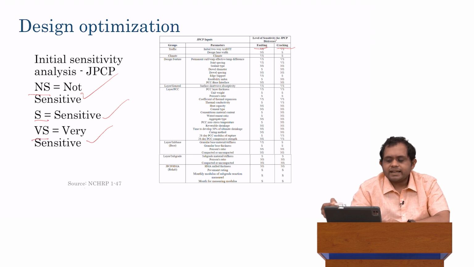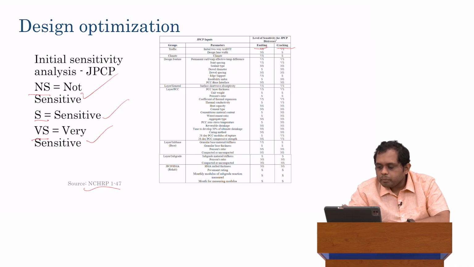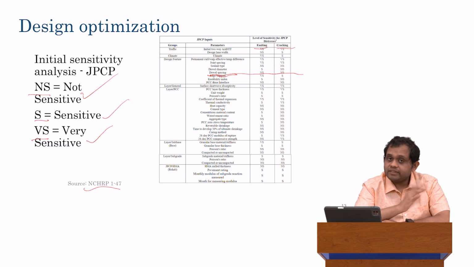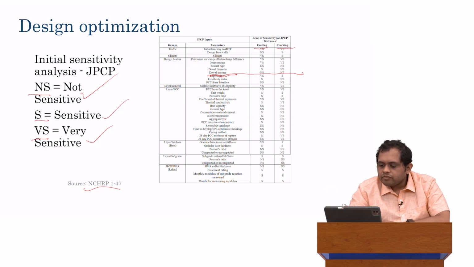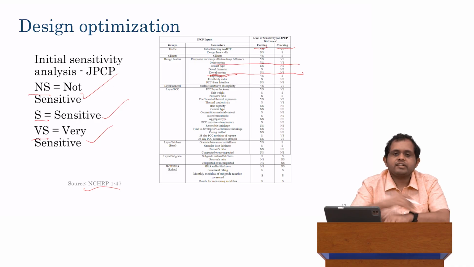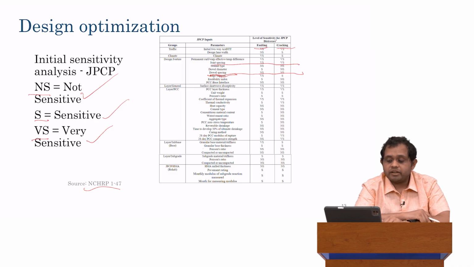I'm not going to go through this entire list. You can do it yourself, but this report is free. You can download it and go through all the details yourself. For example, let me look at dowel spacing. Dowel spacing was found to be a not sensitive variable. That's a surprising result, but that's what they got. Basically, the cracking and faulting did not turn out to be a very strong function of dowel spacing. Whereas, if we consider joint spacing, width of the slab, both faulting and cracking were very sensitive to joint spacing.